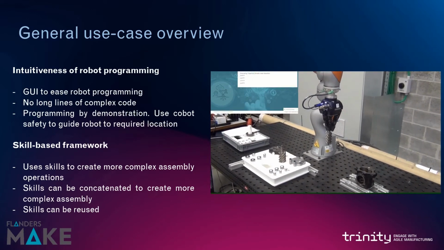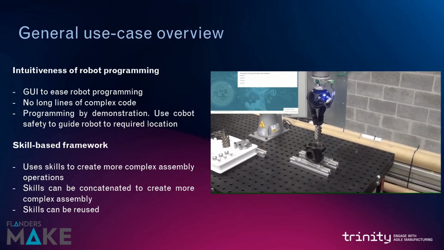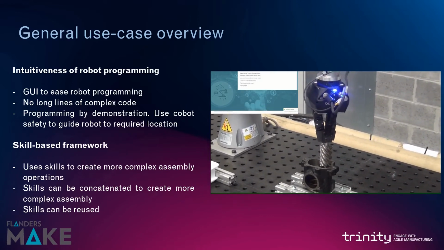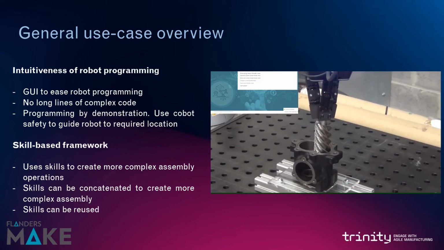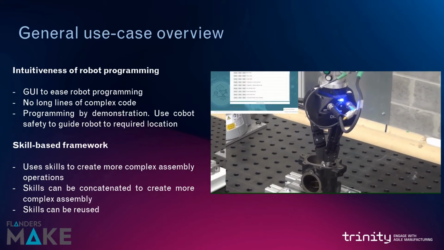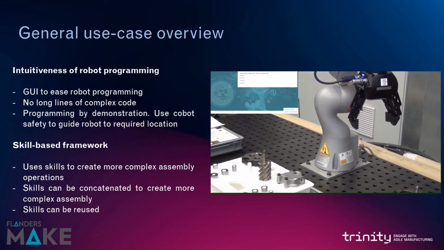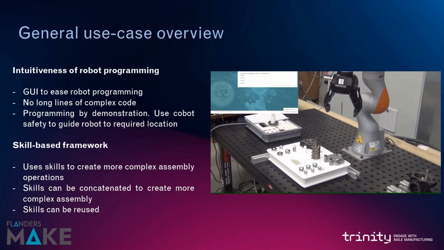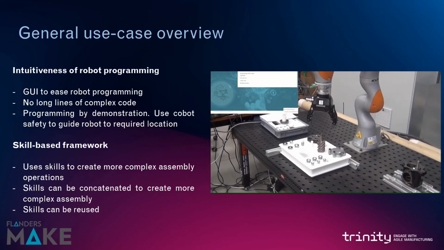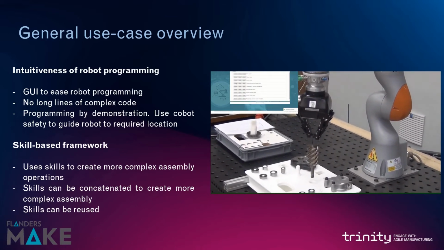The second approach focuses on a skill-based solution, and this skill-based approach uses skills in order to ease the creation of complex assembly operations. Those skills consist of various types of robot operations, and a simple example of a skill is a picking operation. Those skills can be concatenated in order to create much more advanced assembly tasks. And finally, those skills can be easily reused.